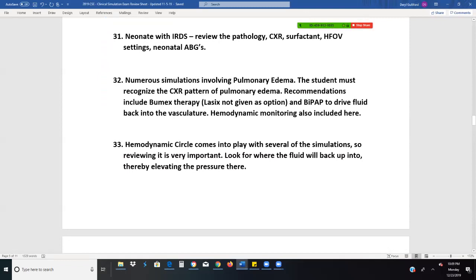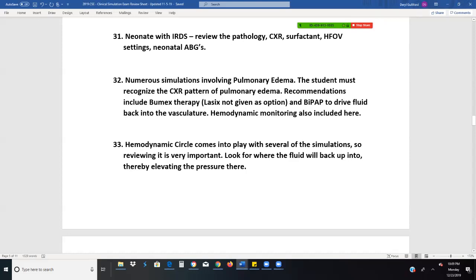Pulmonary edema. Recognize the chest x-ray pattern, which is going to be fluffy infiltrates and a butterfly or bat wing pattern. Now, here's the thing. Lasix is what we really give at the hospital, but you might on the test see Bumex, which is bumetanide. Also, BiPAP recommended to drive the fluid back into the bloodstream. Hemodynamics also could come up in that.